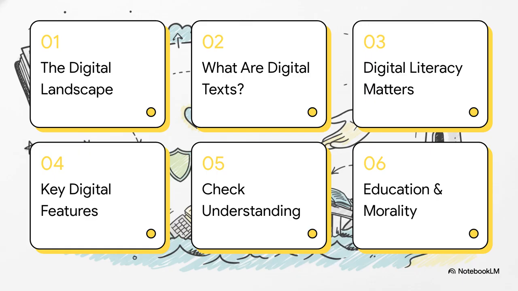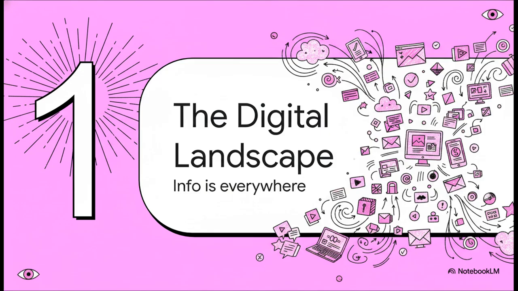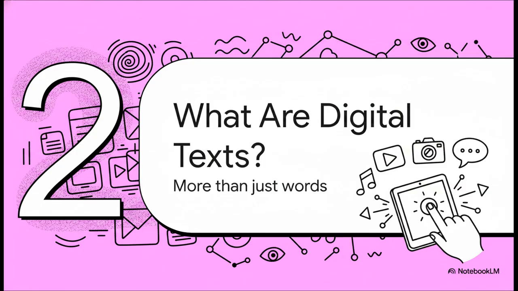We'll quickly cover the digital landscape, what digital texts actually are, and why digital literacy matters. Then we'll navigate some key digital features, check your understanding, and wrap it all up with education, wisdom, and morality. Let's get right into it. Section 1. The digital landscape. Information is everywhere. Section 2. What are digital texts? More than just words.